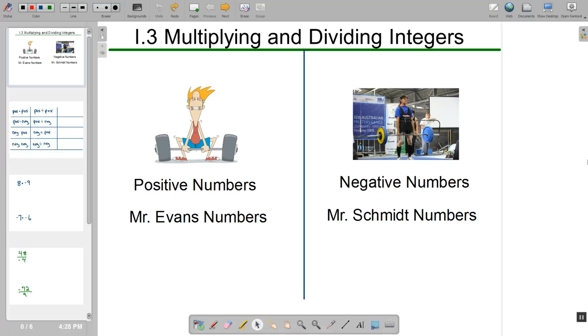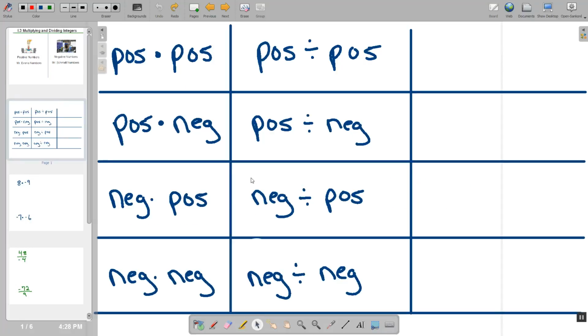This is the retake video for the third section on the current choice board, which is covering multiplying and dividing integers. If you remember from the last video, we talked about how positive numbers are weak and scrawny, a lot like Mr. Evans, and then negative numbers are big and strong and powerful, a lot like Mr. Schmidt. That brought us to the chart here, where we decided that a positive times a positive, or a positive divided by a positive, gives us a positive answer.